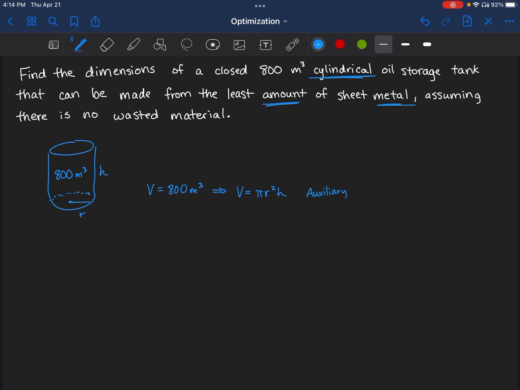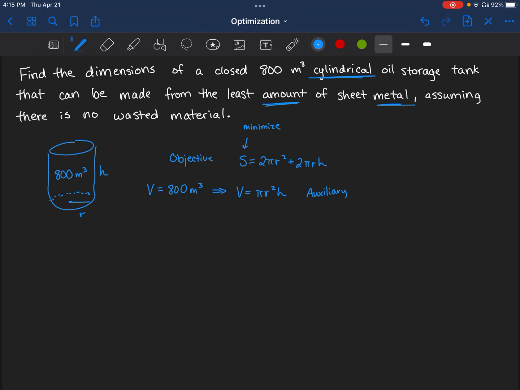And the thing that we are trying to minimize is essentially the surface area of this cylinder. So we're going to write down surface area equals 2 pi r squared, because that's the top and the bottom, plus 2 pi r h, because that's the sides of the cylinder. Now, again, this is our objective function. This is what we're trying to minimize. And again, r is our radius, h is our height.